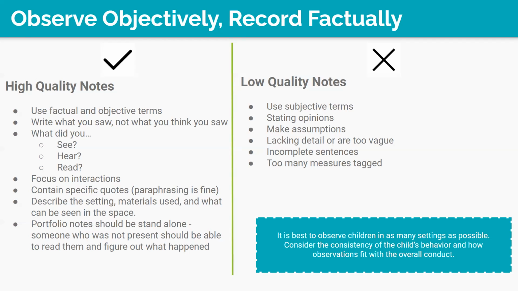A low quality observational note may contain subjective terms, it may state opinions, make assumptions, or lack detail, or be too vague. Low quality observational notes contain incomplete sentences and also have too many measures tagged. It is best to observe children in as many settings as possible. We should consider the consistency of a child's behavior and how observations fit with the overall conduct.